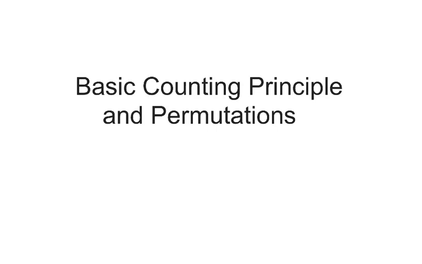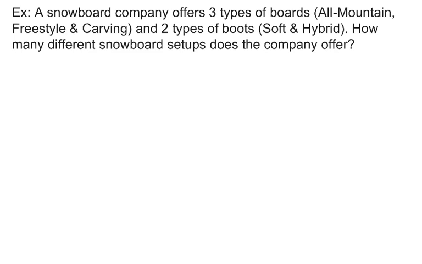Basic counting principle and permutations are going to be the beginnings of probability. And what we're going to do is just talk about how many different ways we can organize things. Like this: let's say a company offers 3 types of snowboards, all mountain, freestyle, and carving, and 2 types of boots, soft and hybrid. We want to figure out how many different snowboard setups the company offers.